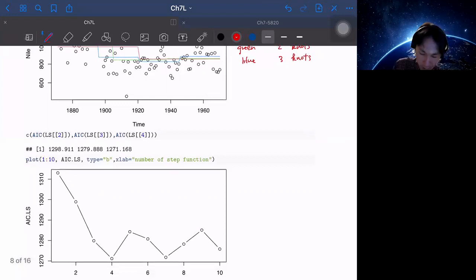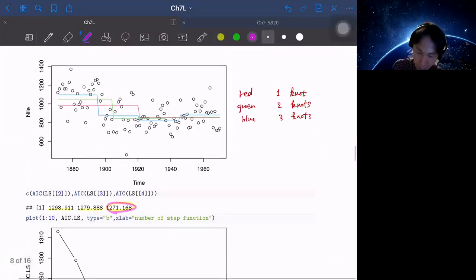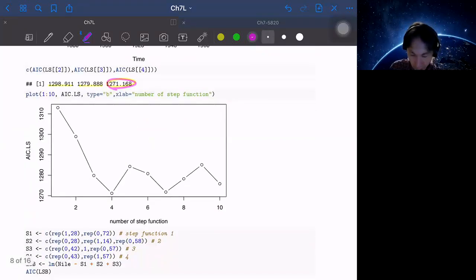And if we compare AIC of the 2-piece, the 3-piece and 4-piece, what's the best? Actually, this one is the best. So at least the 4 pieces are better than 2 or 3 pieces. If we increase, it does not improve AIC. So smaller AIC is better. So probably 4 pieces, 3 nodes is the best. So 10 means 9 nodes.